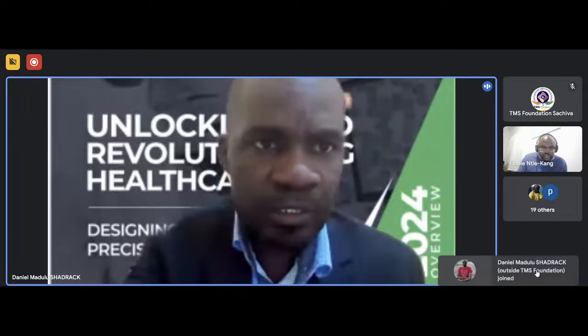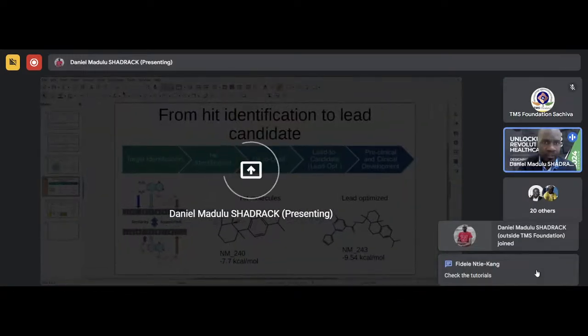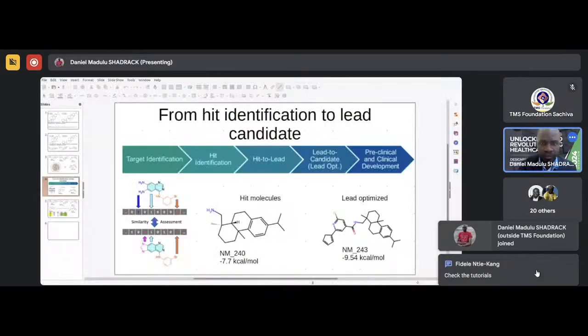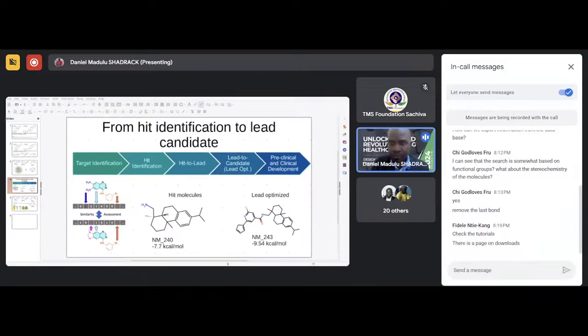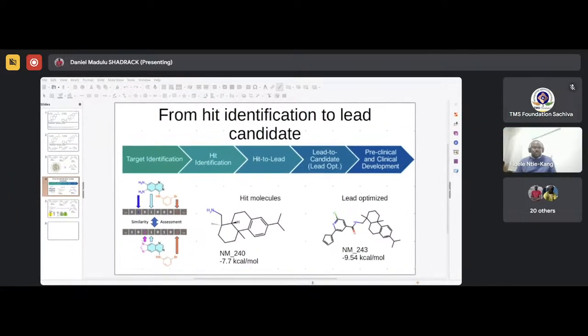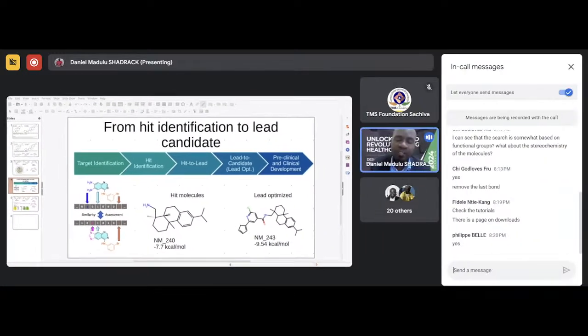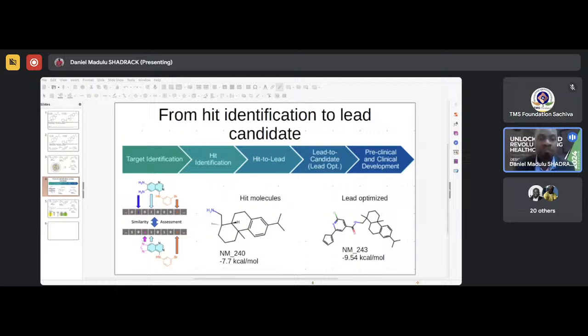So I think you can see the screen and I can only share this one. So you see the screen, my screen? Can you see it well? Yes, I can see the screen. Perfect. So I continue from where you just spoke.